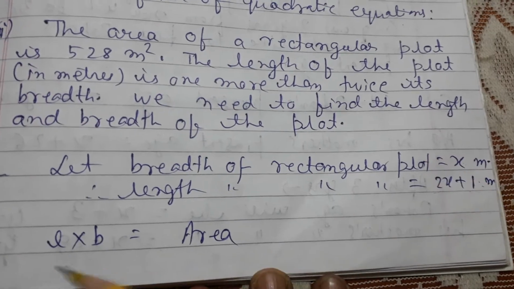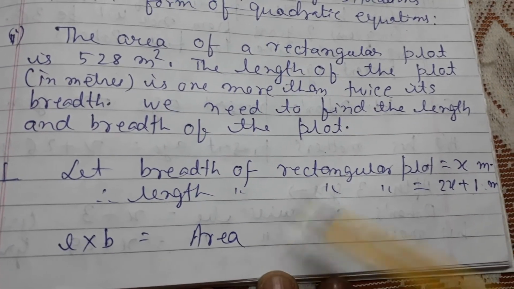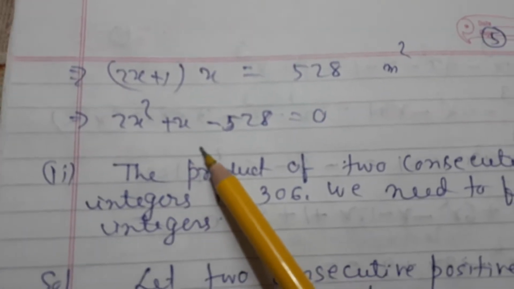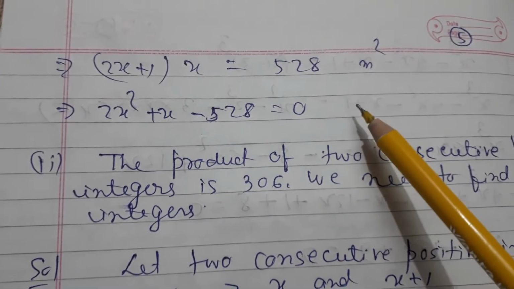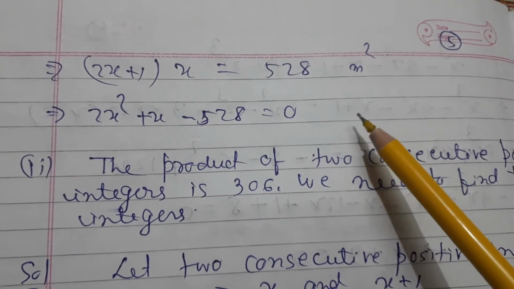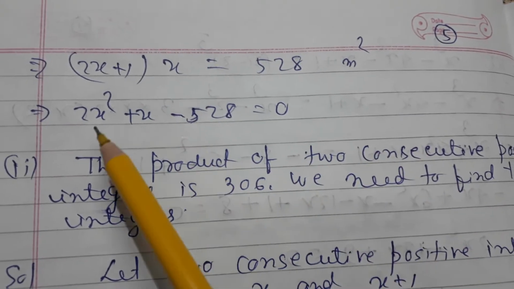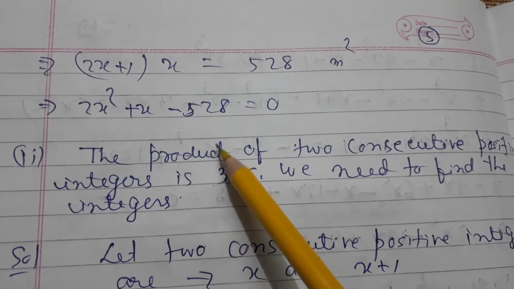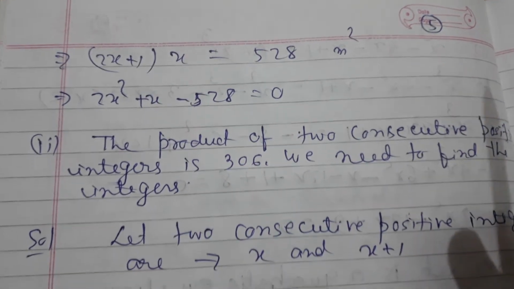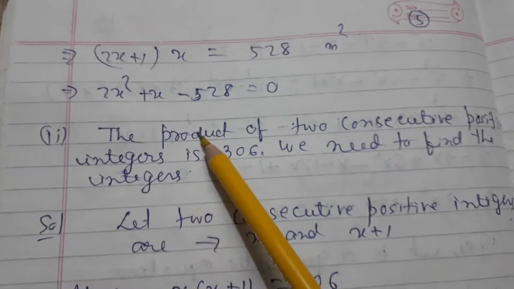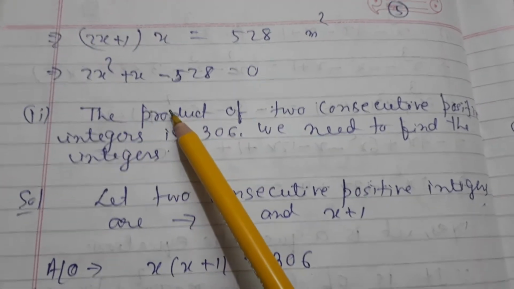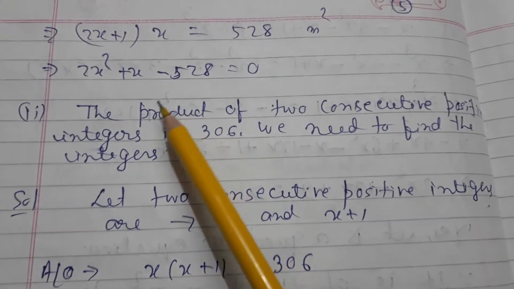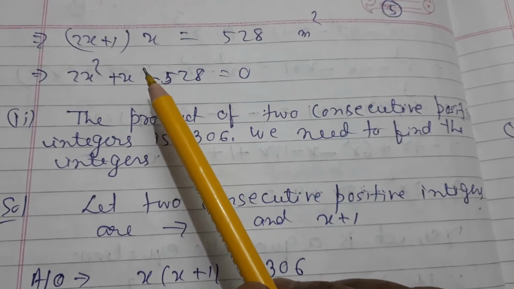Now we know length into breadth equals area. So length is 2x plus 1 into x, where x is breadth, equal to 528 meters square. It is given in the question. Now you break the bracket: 2x square plus x minus 528 equal to 0, because all the numbers will come to the left hand side. Okay, this is the quadratic form of the equation. So this is the representation of the equation.